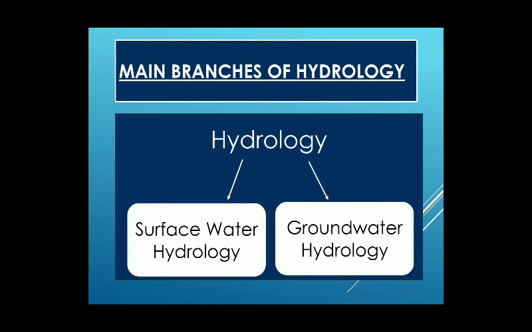Now, the branches of hydrology. We get two types of branches, that is surface water hydrology and groundwater hydrology. Surface water hydrology belongs to all types of surface water except atmospheric water and groundwater. Whereas groundwater hydrology is the subsurface water, that belongs to the water in wells and underground cavity water.